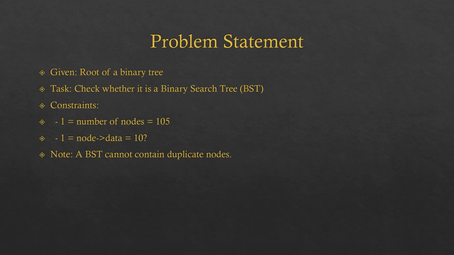The problem statement is simple. Given the root of a binary tree, we need to determine whether it is a binary search tree. A binary search tree is a tree where every node follows a strict ordering rule. The left subtree contains nodes with values less than the current node, and the right subtree contains nodes with values greater than the current node. We also assume that BSTs do not contain duplicate nodes.